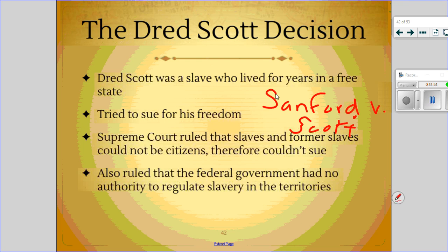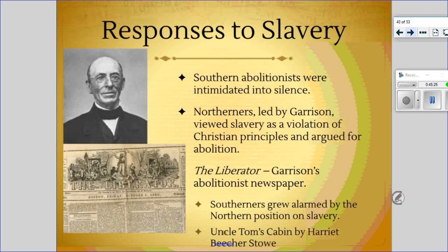The Supreme Court ruled that slaves and former slaves could not be American citizens. So not only could they not sue, they could not own property, they could not vote. Okay, they had no rights as citizens. They also ruled that the federal government had no authority to regulate slavery in the territories. That's going to be a major issue down the road. We're going to talk about some efforts to regulate slavery in the territories. All right, this case throws all that right out of the window.